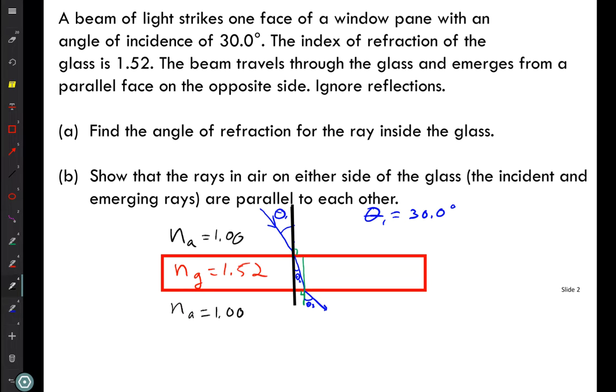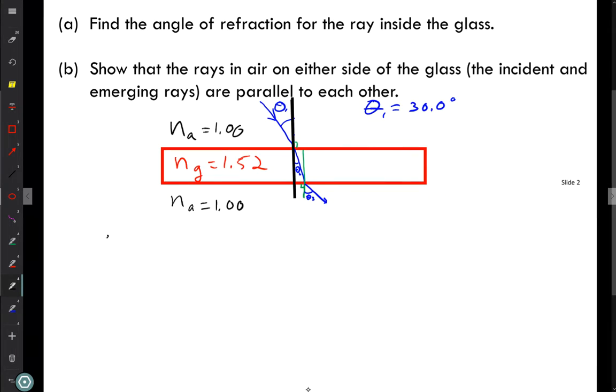Okay, so it travels through the glass, emerges from a parallel face on the opposite side. Ignore any reflection. So we're ignoring those 4% reflections roughly. Find the angle of refraction for the ray inside. So how do I find theta 2? Okay, so I just use Snell's law, which is the first material was air, so N_a sine of theta 1 equals N_g sine of theta 2.